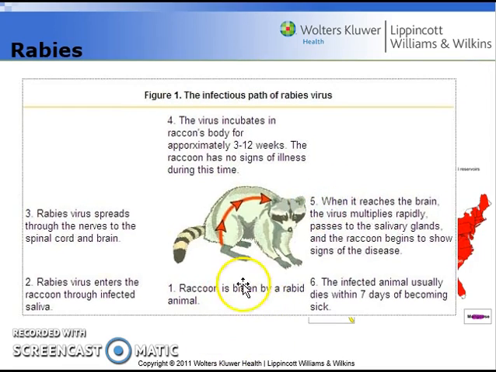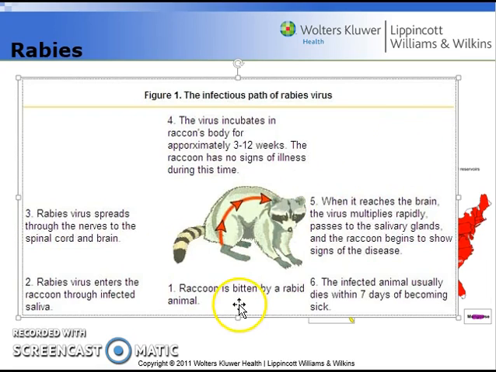The first thing that happens is that the raccoon is bitten by an animal that's rabid. This could be another raccoon, a bat, a cat or a dog, or just another animal. Once the raccoon is bitten by an animal that has rabies, the rabies virus enters the raccoon through the saliva of the organism that bit it. The virus will start to spread throughout the nervous system of the raccoon, impacting the spinal cord as well as the brain.